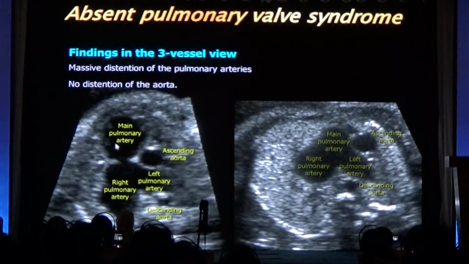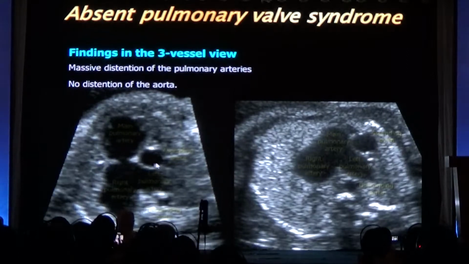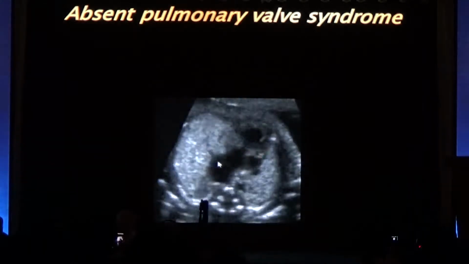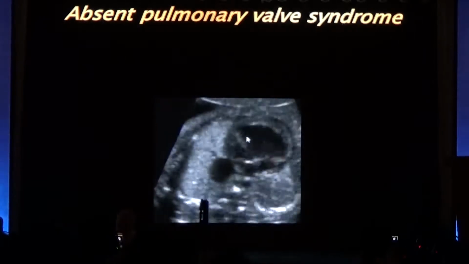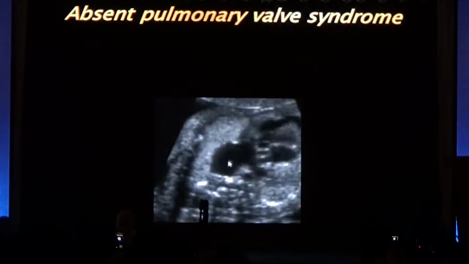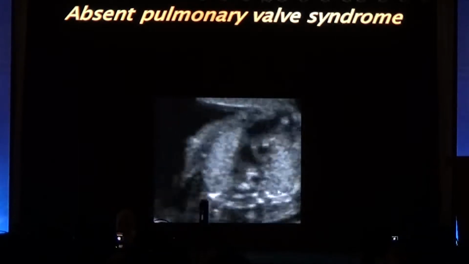And here you can see the main pulmonary. This is the right pulmonary, this is the left pulmonary, and you see the pulmonary valve here. Although it is called an absent pulmonary valve, it is present, it's just completely incompetent and failed to develop properly. So this is an example. You see the four-chamber, you see the right outflow tract, and you see these massively distended pulmonary arteries branching into the lung.